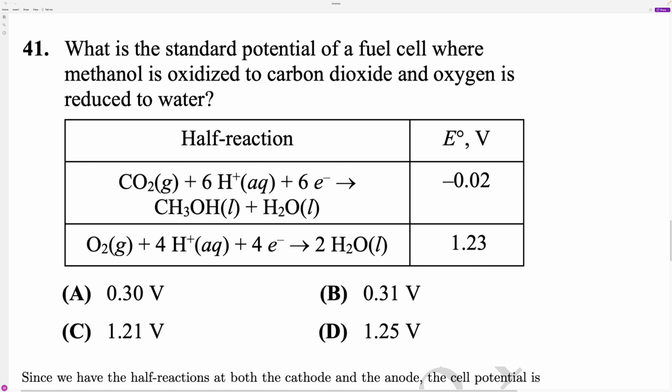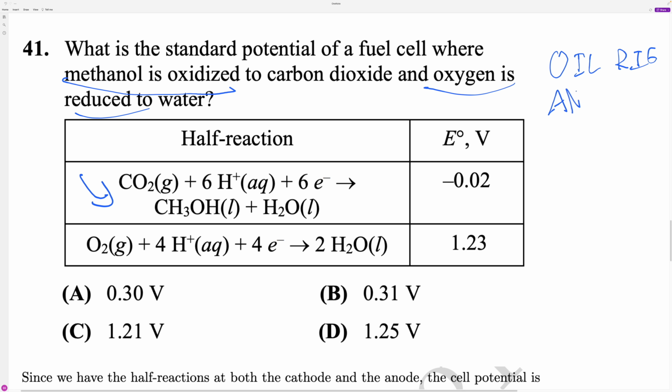Okay, let's move on to question 41. So let's first identify our half reactions and kind of break down the problem a bit. It's asking us for the standard potential of a fuel cell where methanol is oxidized to CO2 and oxygen is reduced to water. So right off the bat, we want to identify what's being oxidized, what's being reduced. Methanol is oxidized, and that is this reaction here. Oxygen is being reduced.